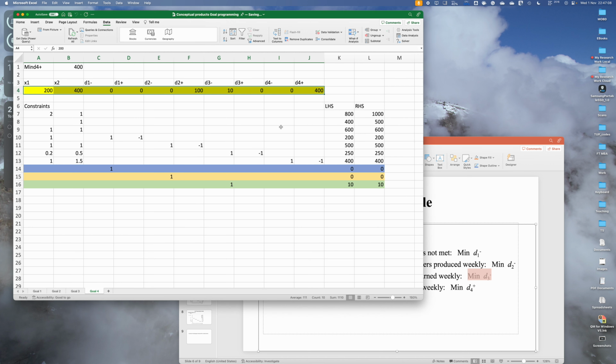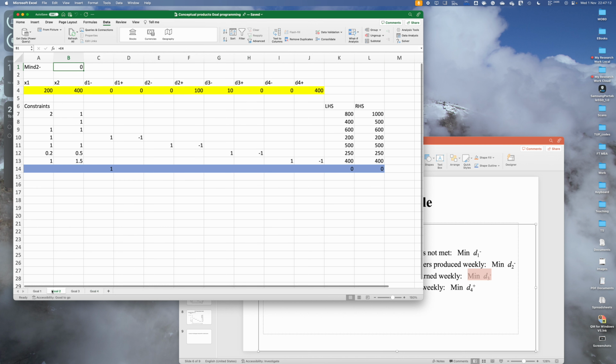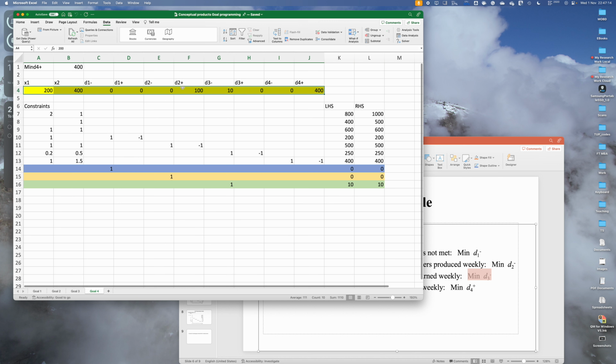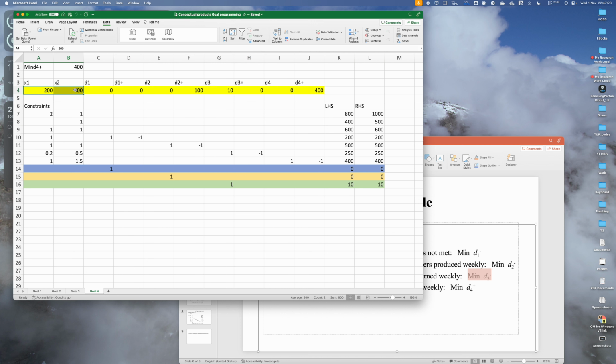So once you solve it, you will see that again the solution has not changed from the first goal itself. It is showing that the overachievement, you can't actually further minimize it. It will be 400 only. So that is how we solve the goal programming. So right now we have solved for all the 4 goals, the preemptive goal programming, and this is the final solution, 200 and 400. And these deviation variables are showing which goal I am actually overachieving or which goal I am underachieving.